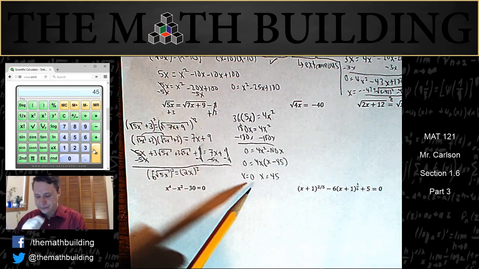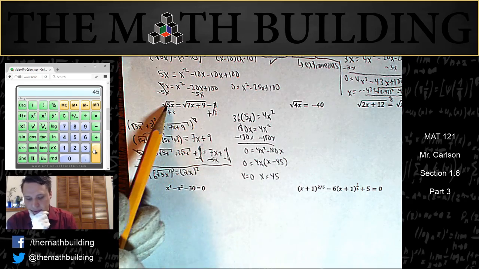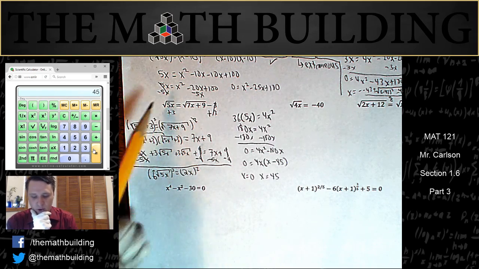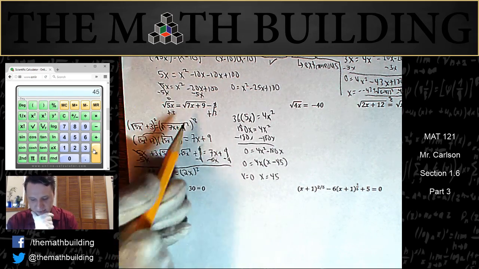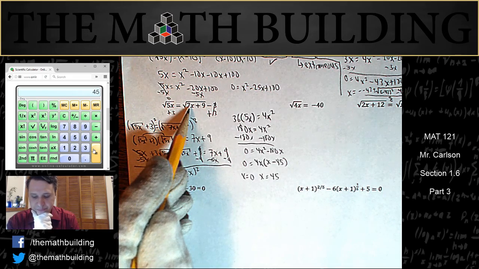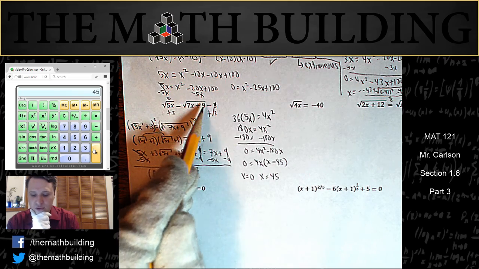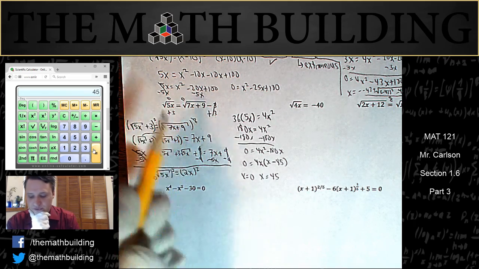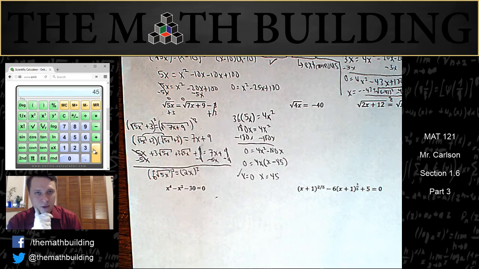Now let's check them. Let's try plugging in a 0. 5 times 0 is 0, so the square root of that is 0. If I plug in a 0 here, I get 0 plus 9 is 9. The square root of 9 is 3. 3 minus 3 is 0. So this works. X equals 0 is a solution.